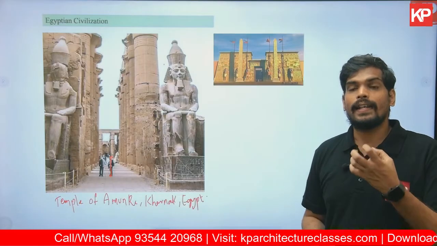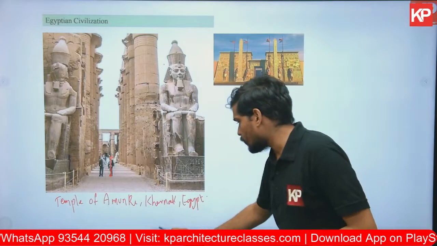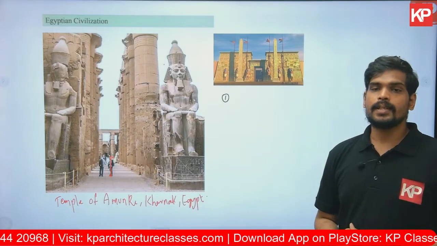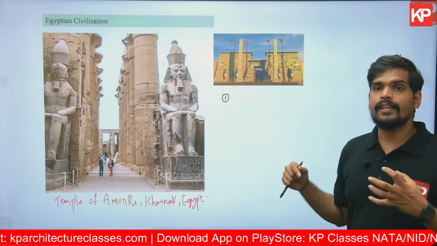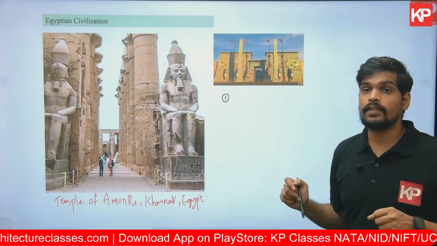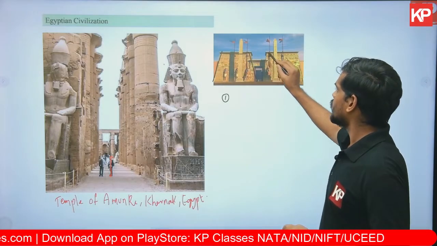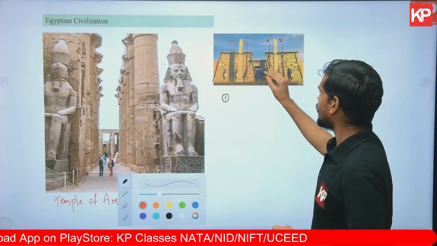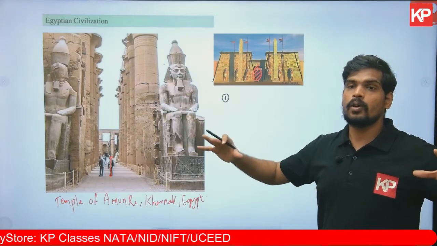So let us try to identify some important features of the temples of ancient Egypt. Point number one. First and foremost, in ancient Egyptian temples, the entry of it is something like this. At the entrance, you have the entrance gateway, which is called a pylon. You have a pylon over here, a second pylon over here, and between these two pylons, you have the entrance to the temple. So the entrance is located between those two monumental gateways.